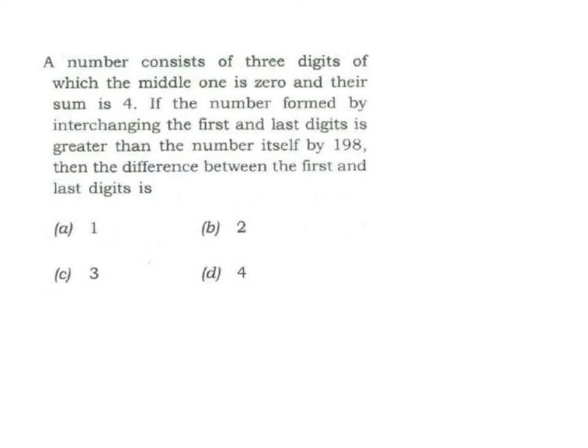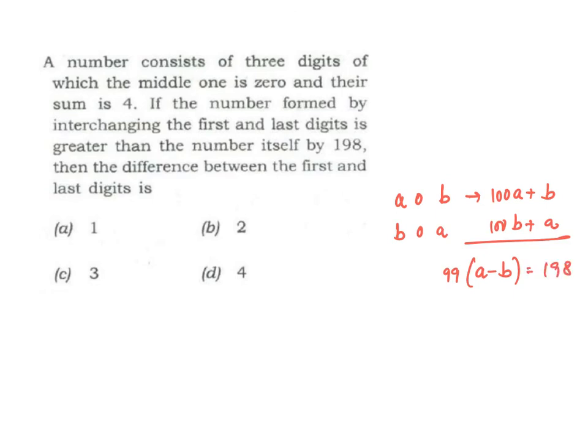A number consists of 3 digits of which the middle one is 0 and the sum is 4. If the number formed by interchanging the first and the last digit is greater than the number itself by 198, then the difference between the first and the last digit. It is like A0B because the middle is 0. So the value of A0B is 100A plus B and B0A is 100B plus A. Anyway, the difference is 99 into A minus B or B minus A, it doesn't matter. But the difference is 198, he says. So A minus B, the difference between the digits first and last is 2. So that's what he's asking you. Then the difference between the first and the last digit, that is 2.